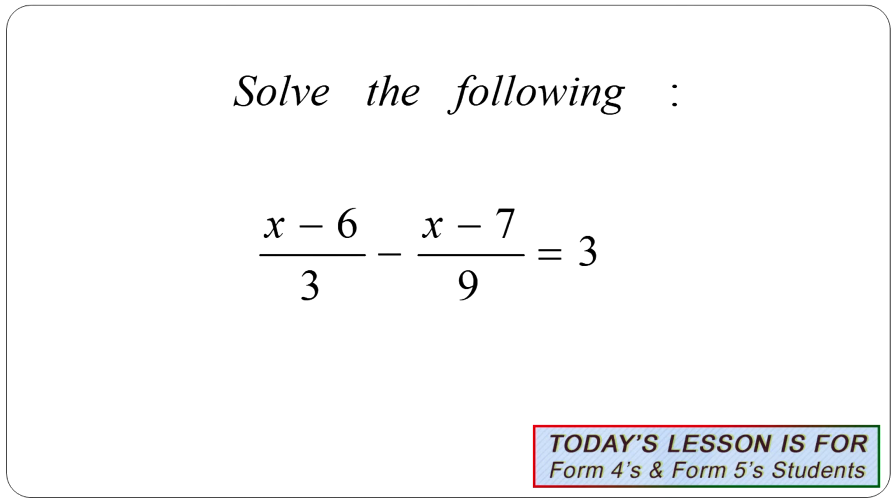The first one is (x minus 6) over 3 minus (x minus 7) over 9 is equal to 3.